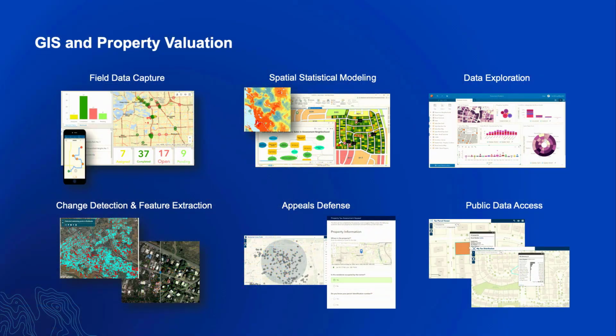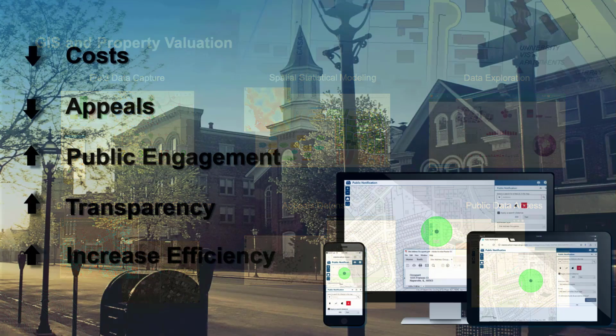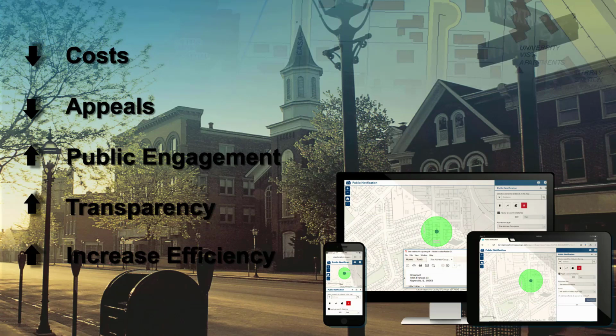So hopefully this presentation has shed some light on the variety of ways in which GIS can support many common property valuation workflows, ranging from the field data collection process to spatial modeling, as well as communicating with the public about the reassessment process and the data collected on their property. By leveraging these tools within ArcGIS, we are hoping valuation offices can help reduce costs, reduce the number of appeals that are coming in, increase public engagement, as well as the transparency and trust that the public has in their evaluations, and obviously increase the efficiency in their operations as well.